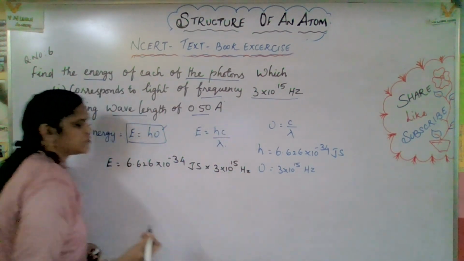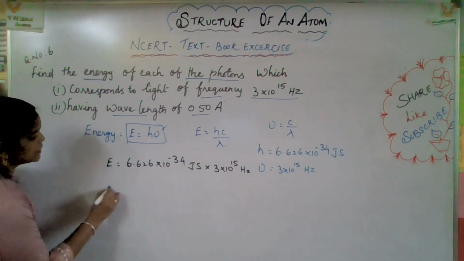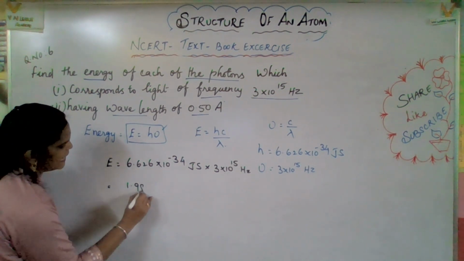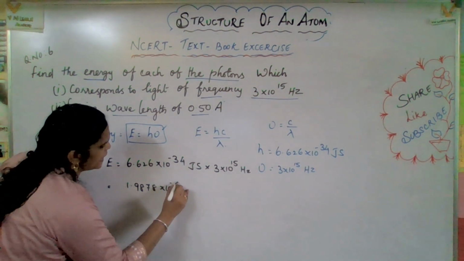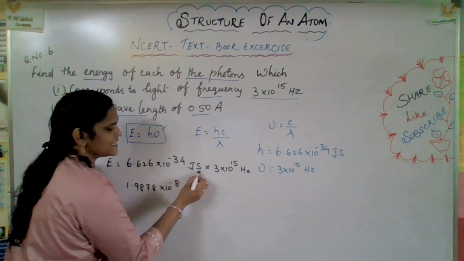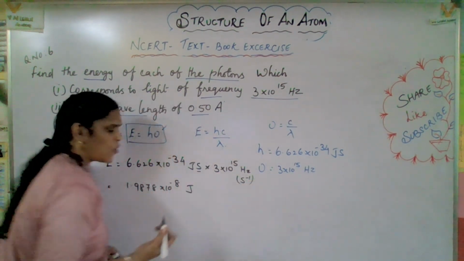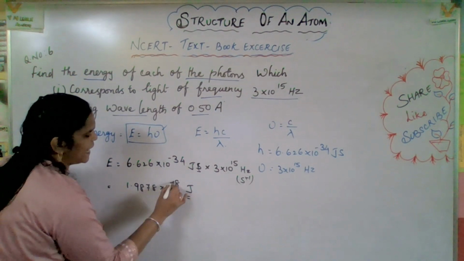That is seconds also. We can do it. Second inverse. Now what is the value? That is 1.9878 into 10 to the power of minus 18 joule. Why? Because here second is there, here second inverse is there, so automatically both will be cancelled. So you will get joule only.